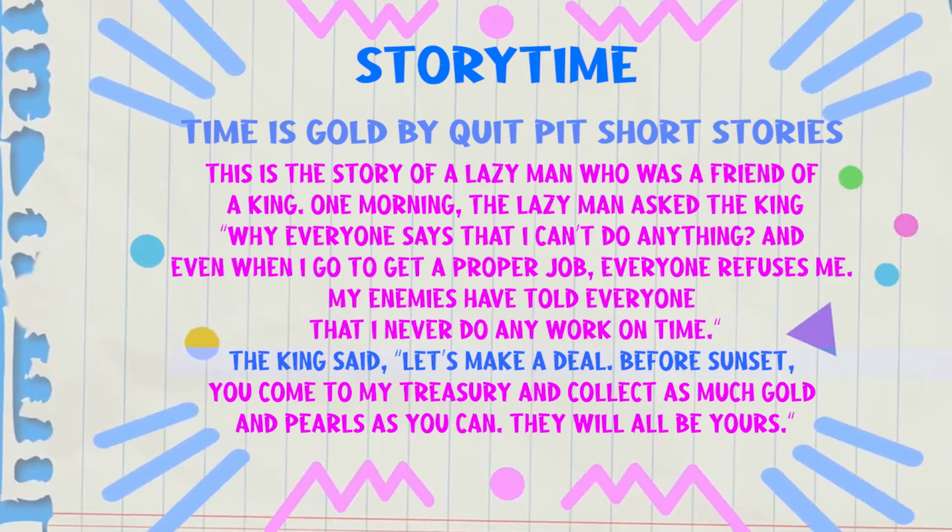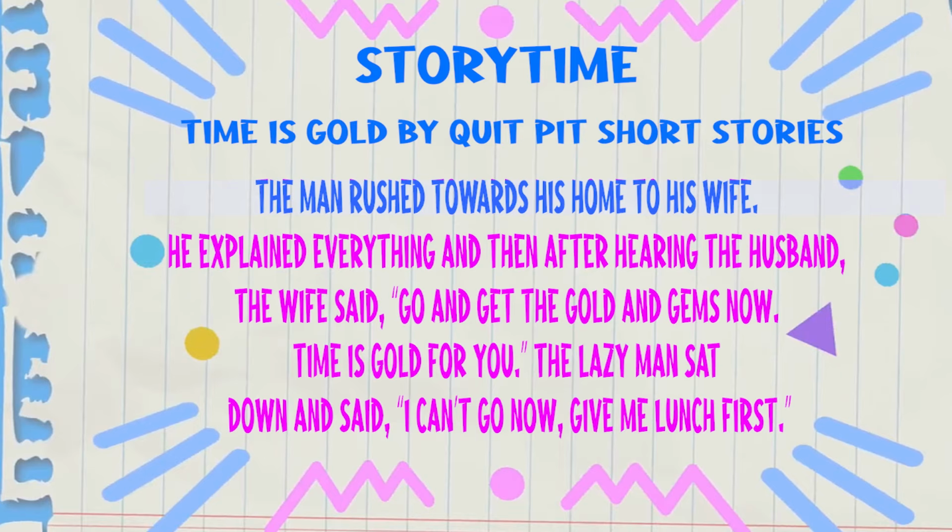The king said, "Let's make a deal. Before sunset, you must come to my treasury and collect as much gold and pearls as you can. They will be all yours." The man rushed towards his home to his wife. He explained everything, and then after hearing the husband, the wife said, "Go and get the gold and gems now. Time is gold for you." The lazy man sat down and said, "I can't go now.